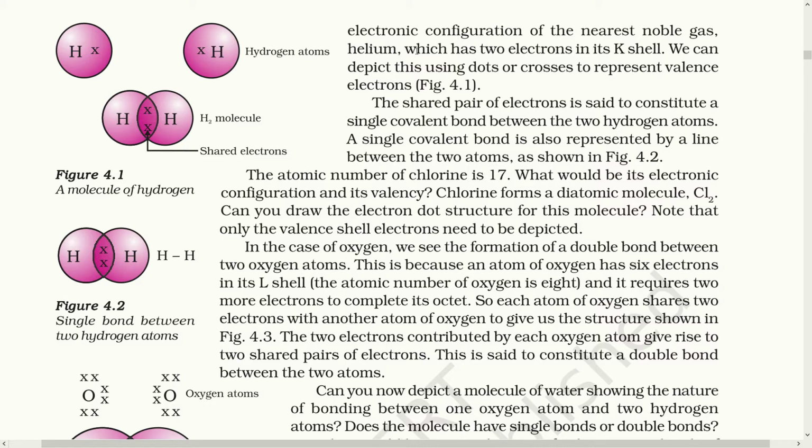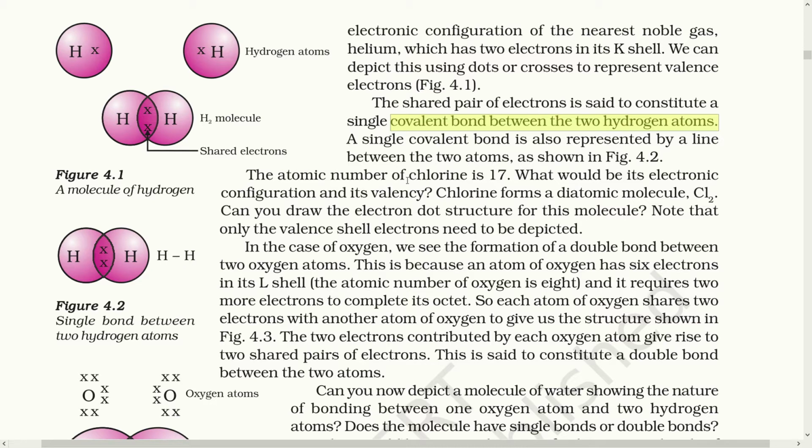in its K shell. We can depict this by using dots or crosses to represent valence electrons. Here in diagram 4.1, you can see that 2 hydrogen atoms have 1 electron each. These 2 electrons are shared by the hydrogen atoms, forming a stable hydrogen molecule. The shared pair of electrons is said to constitute a single covalent bond between 2 hydrogen atoms. A single covalent bond is also represented by a line between 2 atoms. Here you can see in diagram 4.2, H-H. This dash shows the formation of a hydrogen molecule by covalent bonding of 1 electron. One line means 1 electron is shared.